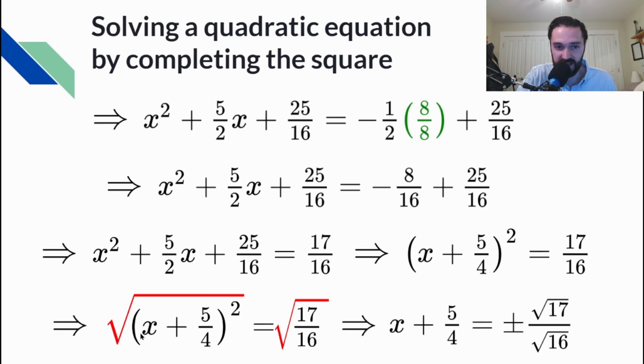So on the left, we're just left with x plus 5 fourths. And on the right, look what happens here. I have root 17 over root 16. I broke this radical up into 2 radicals. The 1/2 power is being applied to this quotient, so I can take that 1/2 power and apply it to each piece of the quotient. That's an exponent rule. Let's take this result to the top of the screen.